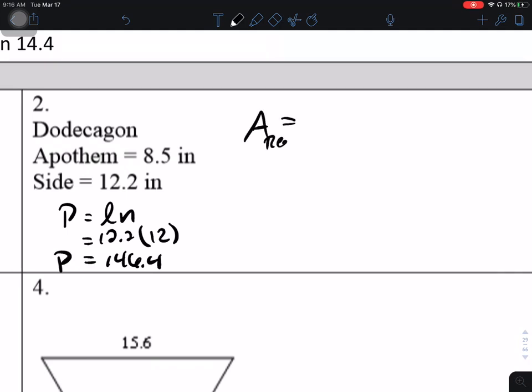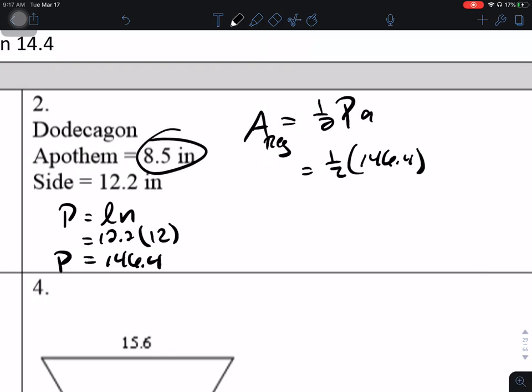Area of a regular figure is 1/2 the perimeter times the apothem. Perimeter is 146.4. The apothem is 8.5. That product using a calculator is 622.2 square inches.